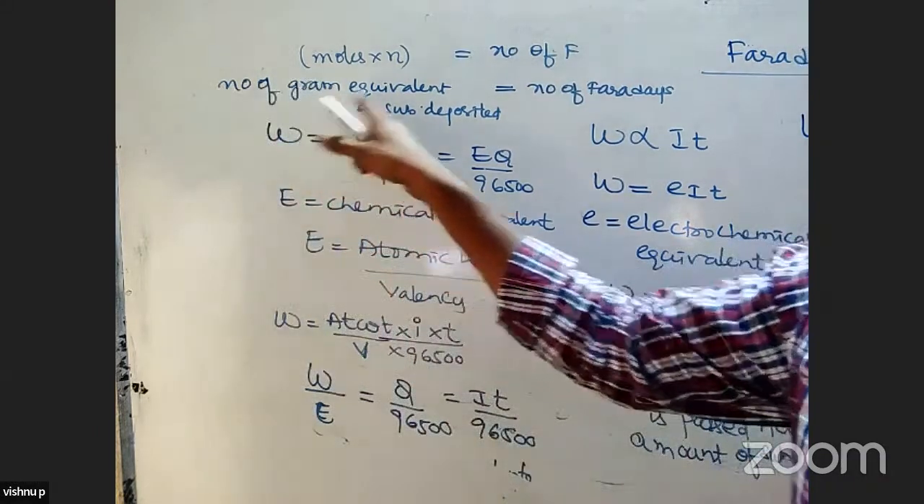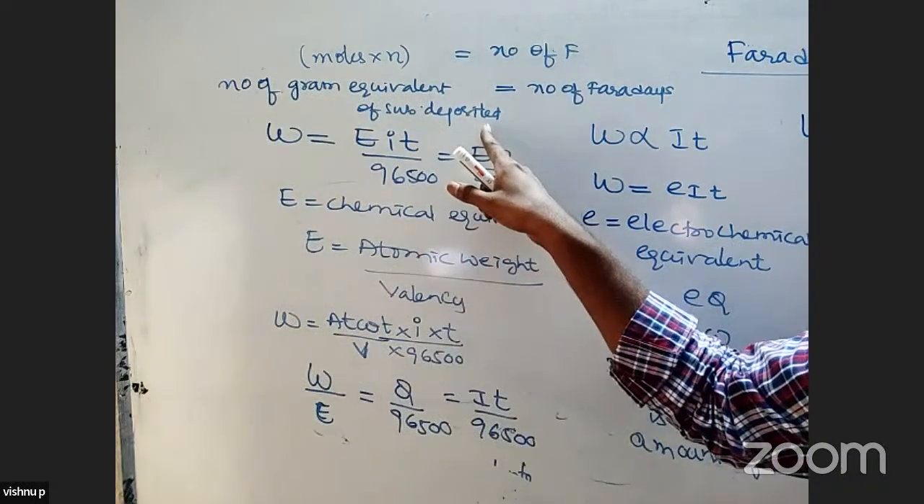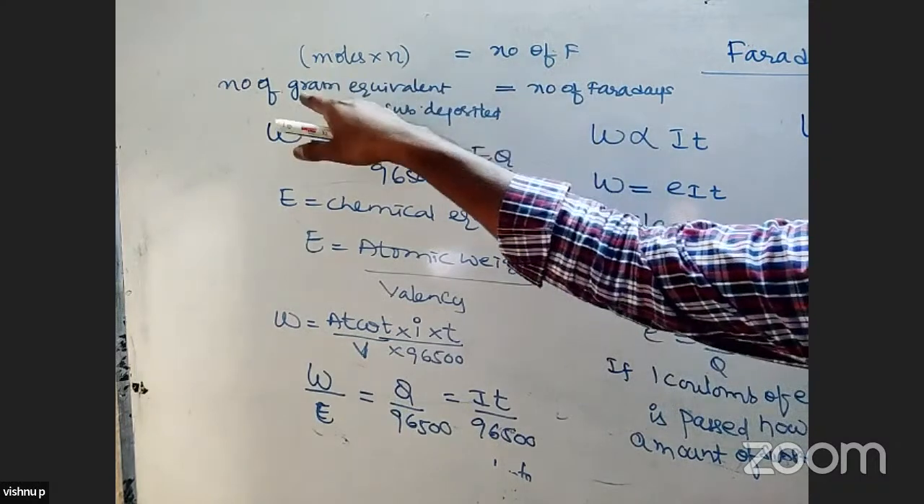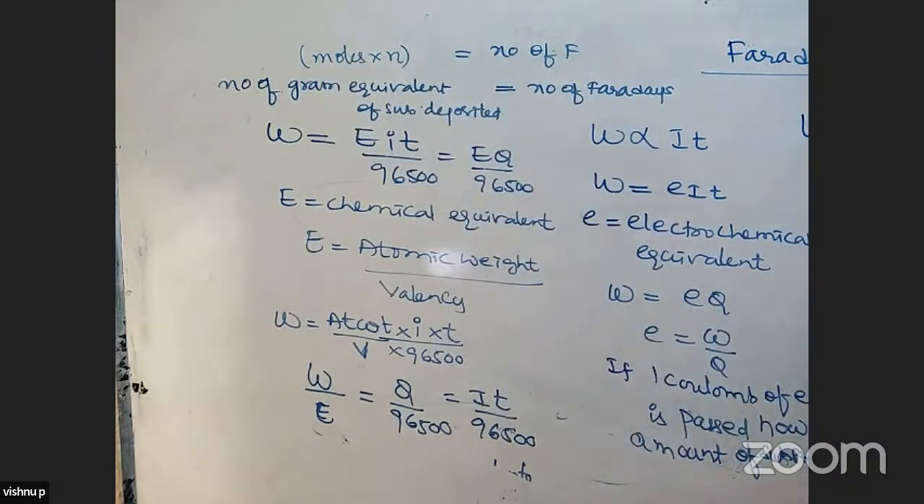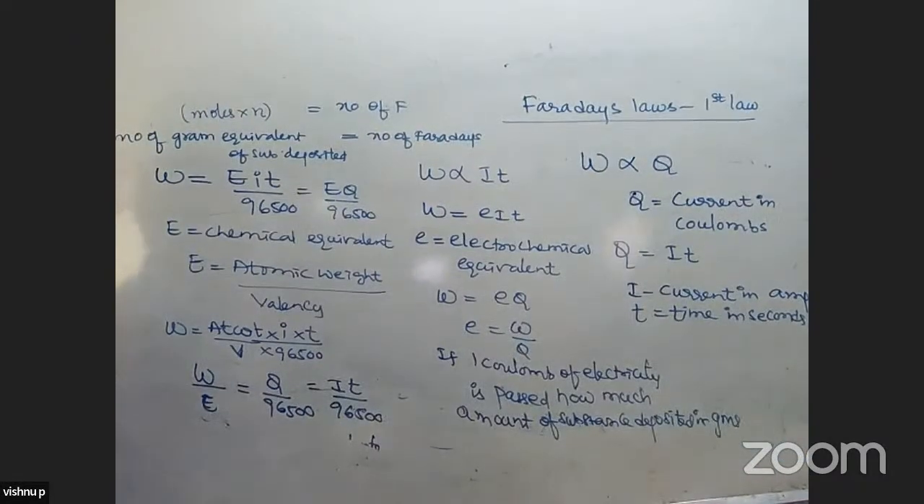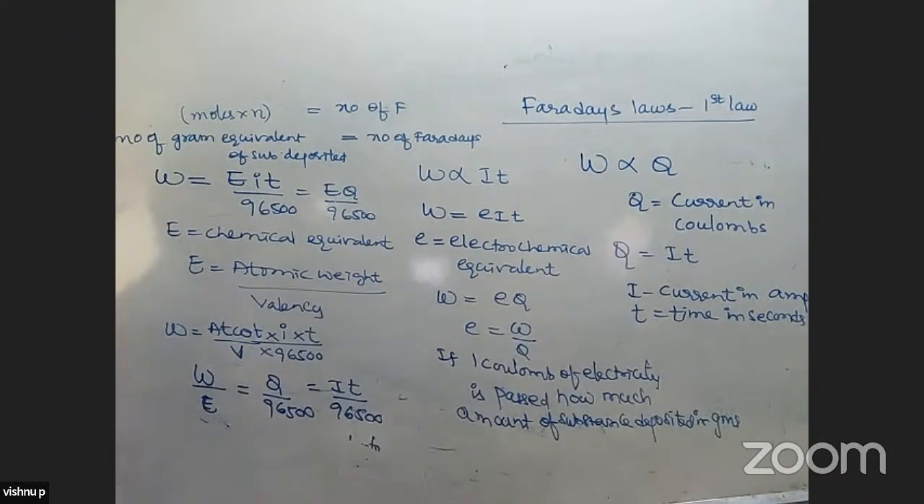Next, the number of gram equivalents of substance deposited is always equal to the number of Faradays, or the number of gram equivalents is also moles into valency of that metal, or the N factor. That is also equal to the number of Faradays. So this is Faraday's first law.